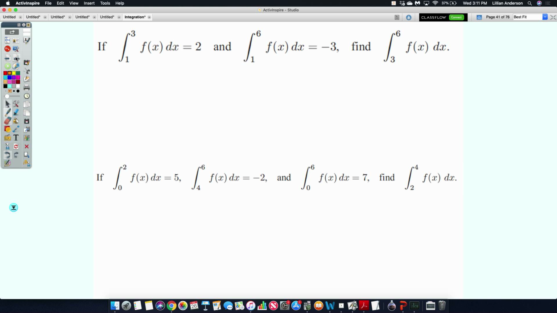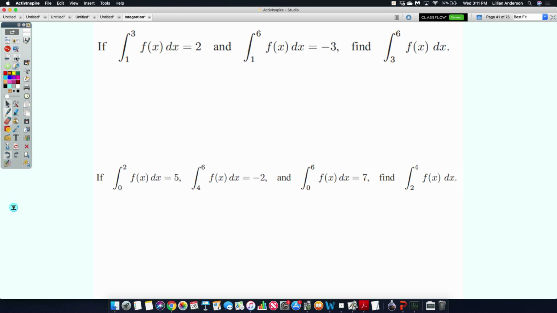So, for example, if you're given that the integral from 1 to 3 of your function is 2, and from 1 to 6 your function is negative 3, how do I find from 3 to 6? Get negative 3 and subtract 2. And why do I do that?